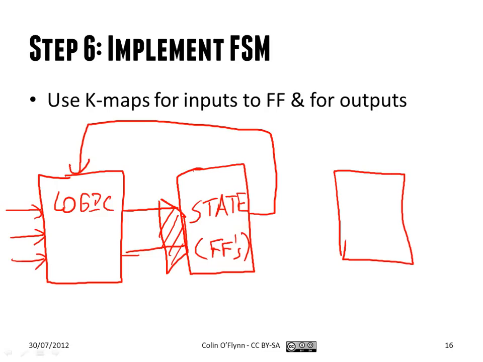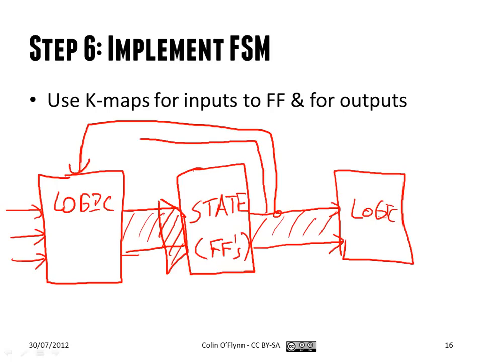We'll have some output logic as well, and this decides what the outputs will be. And again, this typically depends on the current state. We'll describe this a little later, in how we deal with the output logic. So you can see with the K-maps, what we're doing is designing this logic here and this logic here. And once we have that, that's effectively the complete state machine.